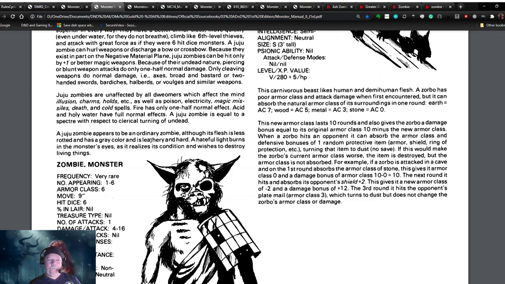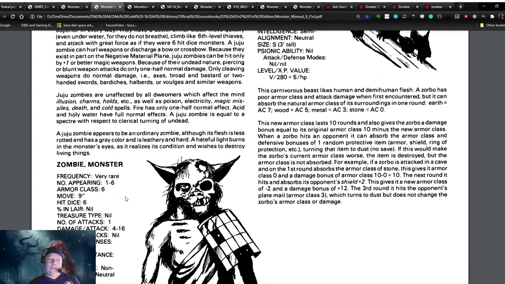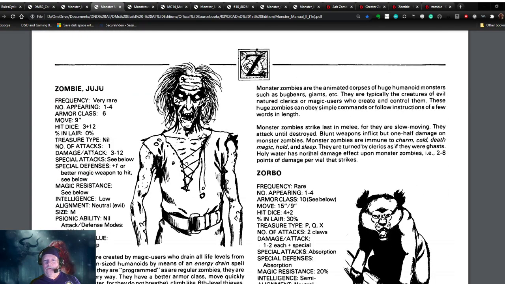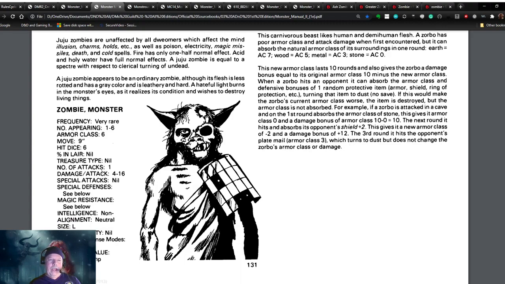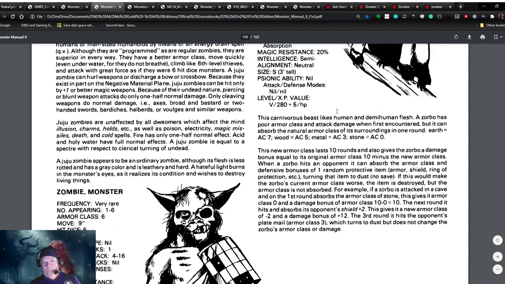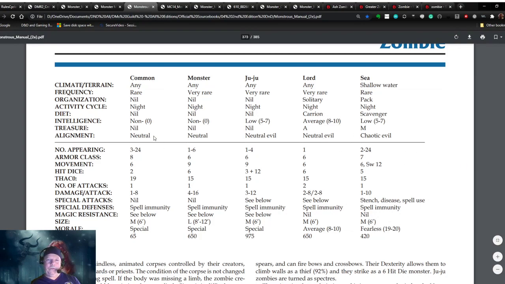And so yeah, then they also introduced the monster zombie. Monster zombies are of course corpses of monsters, and that's something that has kept going. Now here they all have hit dice and they all do 4d4 damage, but in later editions, as we will see, there's a lot more variety in monster zombies.